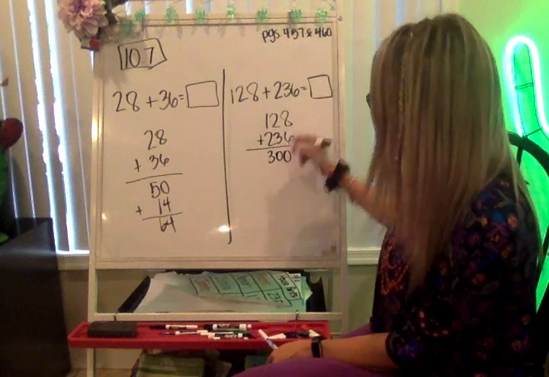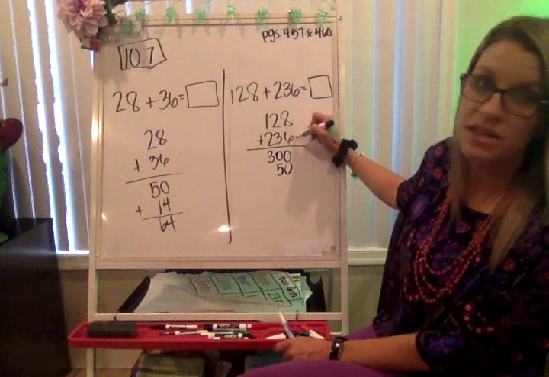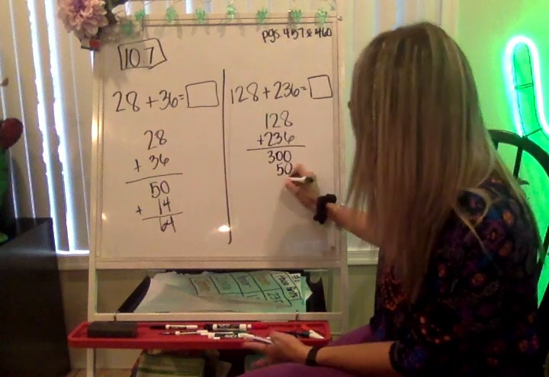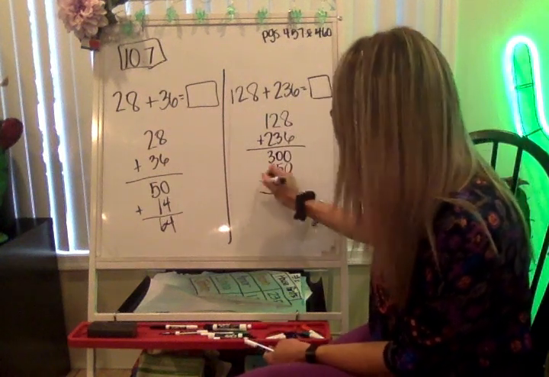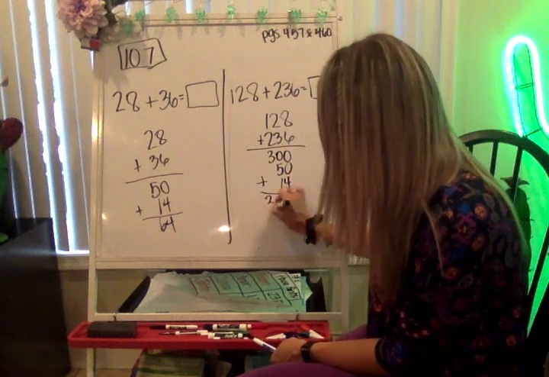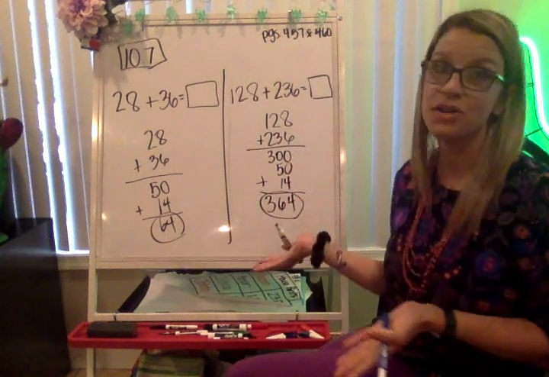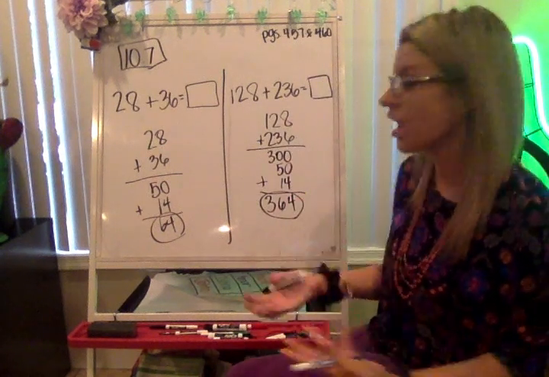2 tens plus 3 tens is 5 tens, which has a value of 50. 8 ones plus 6 ones is 14. If I add all of these numbers together, I get 364 for the sum. I want to look and see which things they had in common.